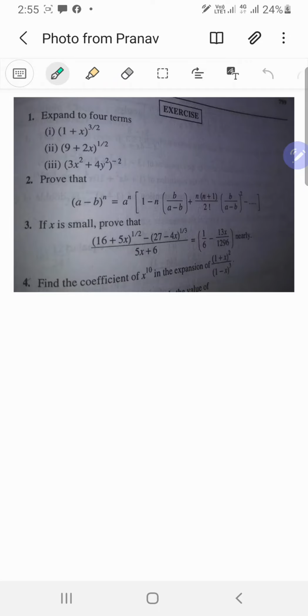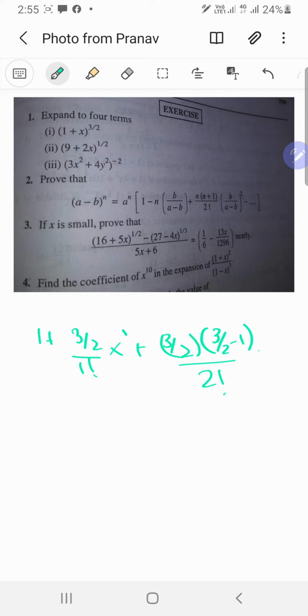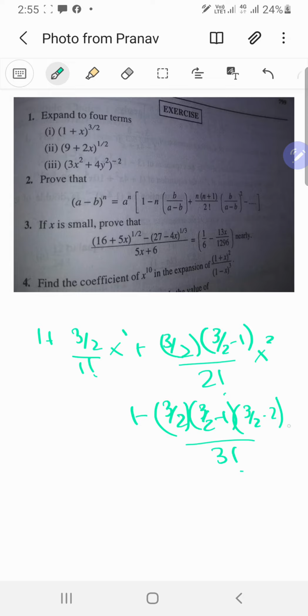All the first questions. First of all, we have to expand (1 + x)^(3/2) to 4 terms. Okay, so it's going to be equal to 1 plus (3/2)/1! times x to the power 1, plus (3/2)(3/2 − 1)/2! times x to the power 2, plus (3/2)(3/2 − 1)(3/2 − 2)/3! times x to the power 3.